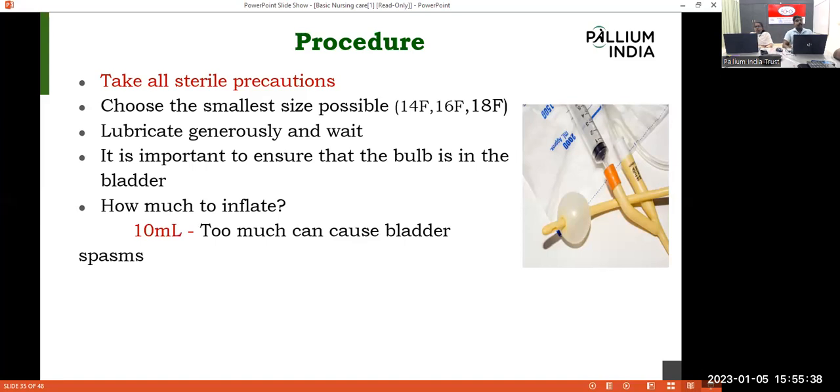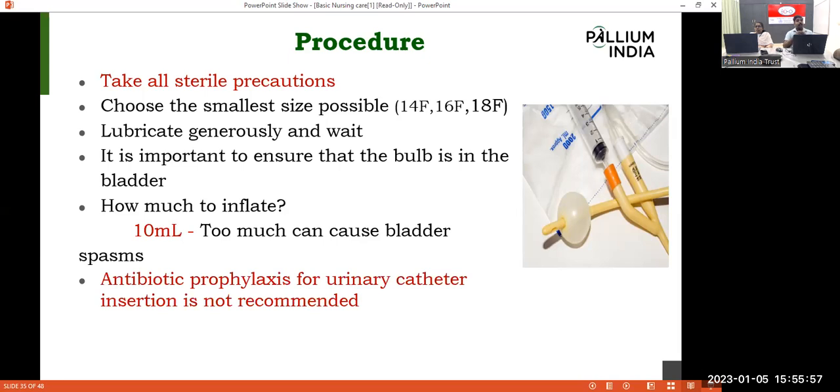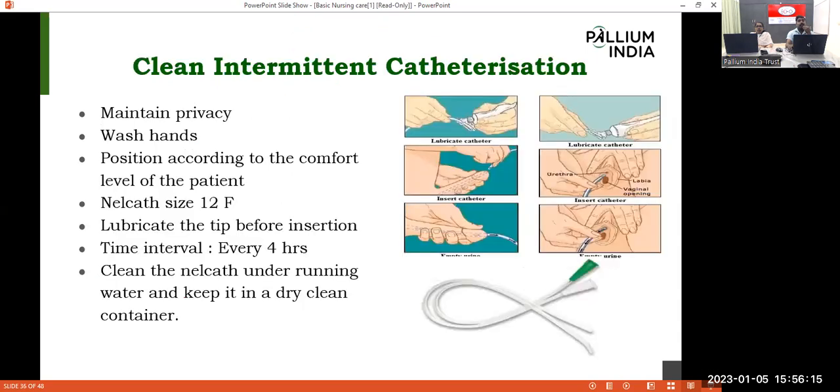Mainly, 10 ml, 10 to 15 ml of distilled water we can use for inflating the bulb of the catheter. Too much inflation will affect the bladder also. Then after urinary catheter insertion, antibiotic prophylaxis is not much recommended. Only if there is any UTI history is it needed; it is not recommended after every urinary catheterization.